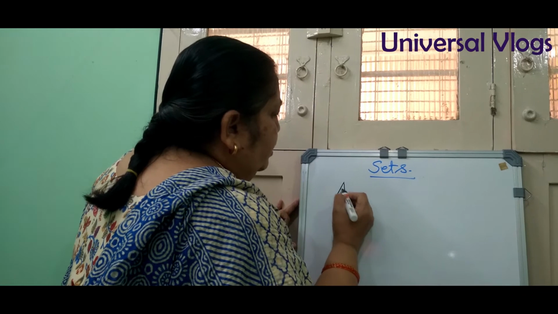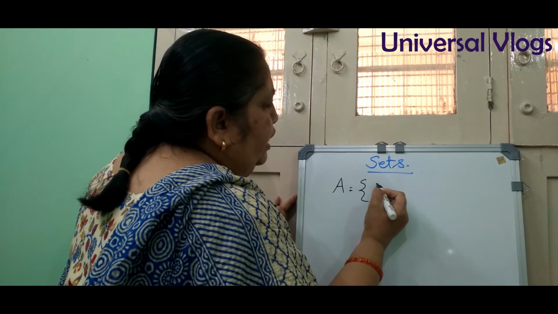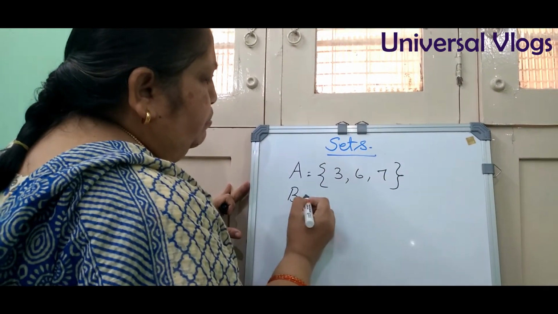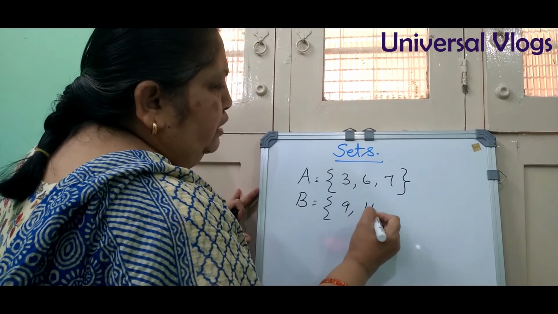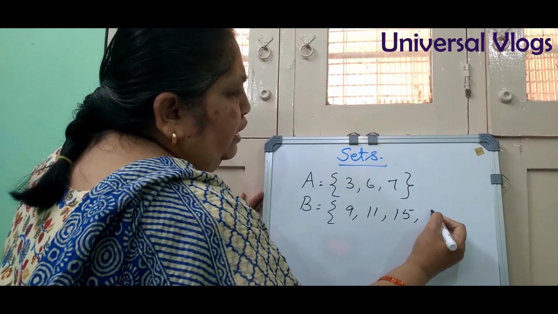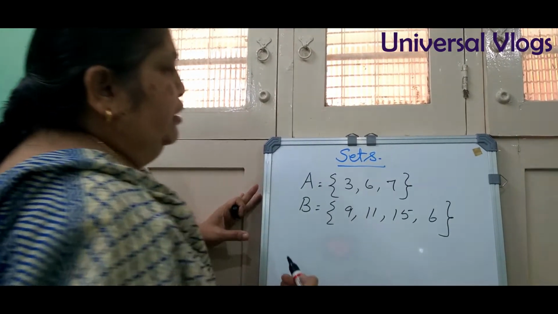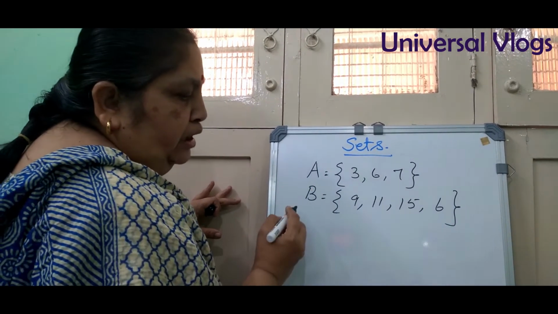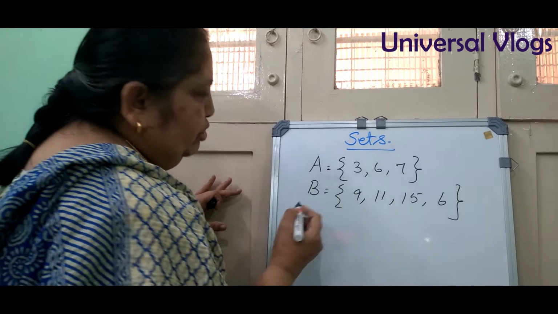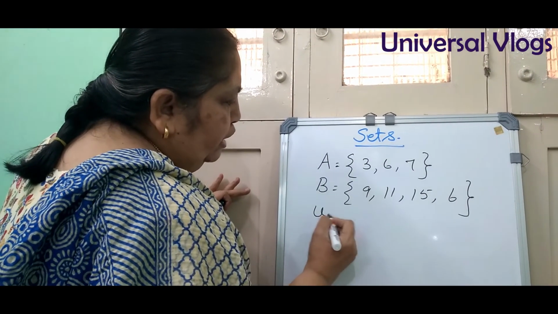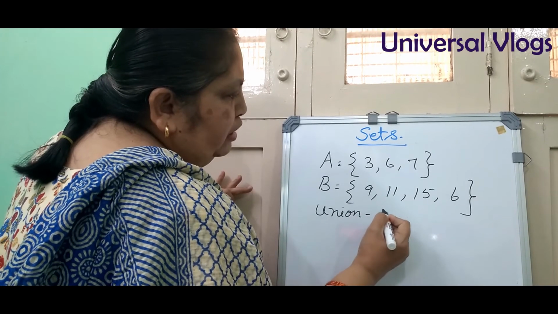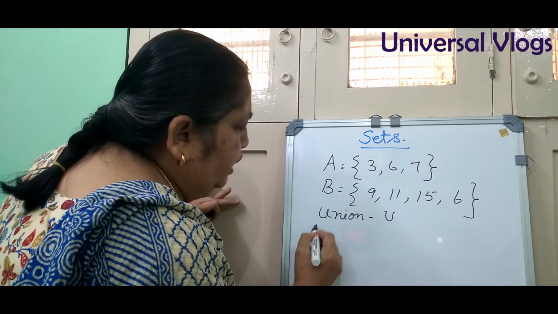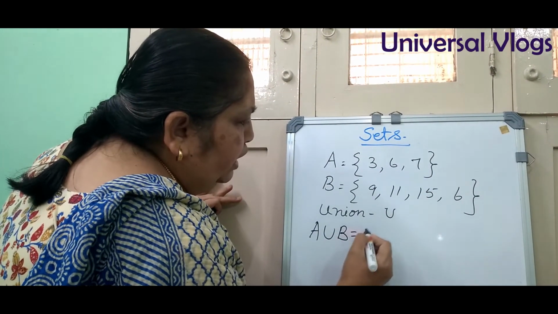Now let me consider one set. Say A is equal to {3, 6, 7}, and B is equal to, say, {9, 11, 15, 6}. Let me consider like this. The two sets we have considered. Here we can write the union of the two sets. For the union of the two sets, we use the symbol U. Here, A union B.